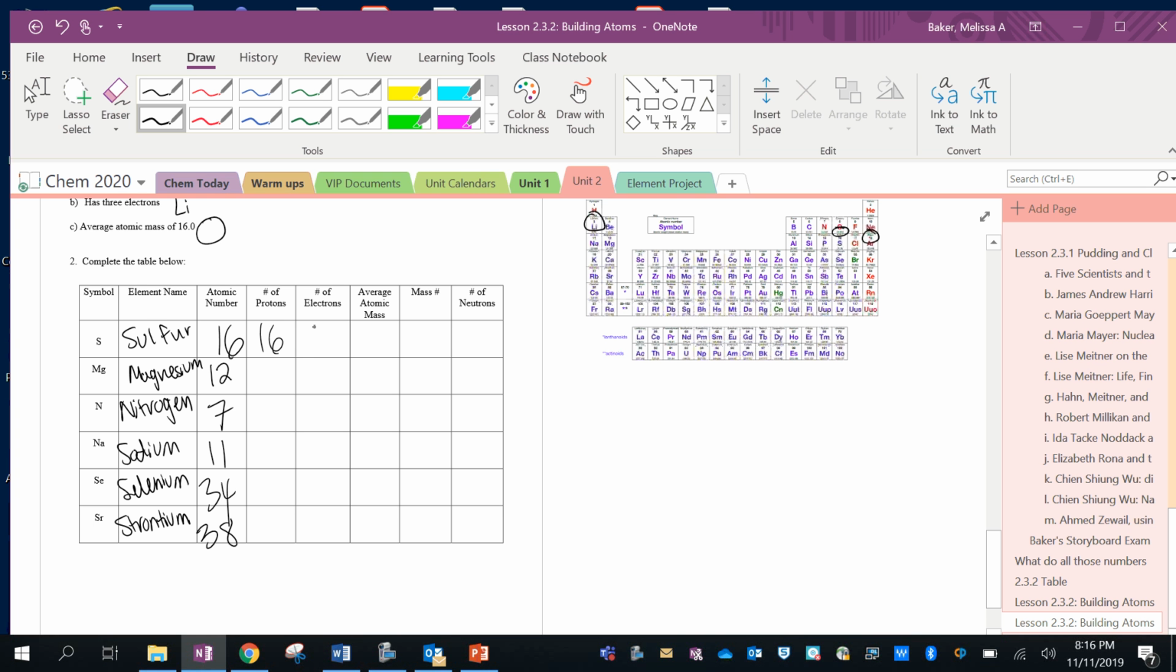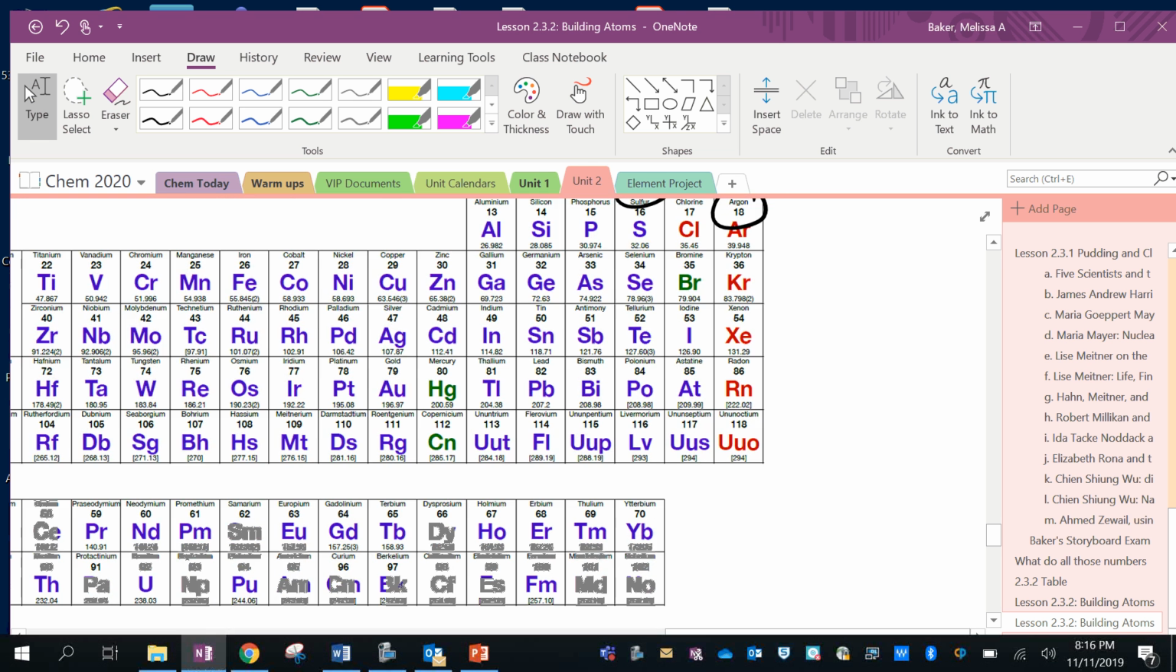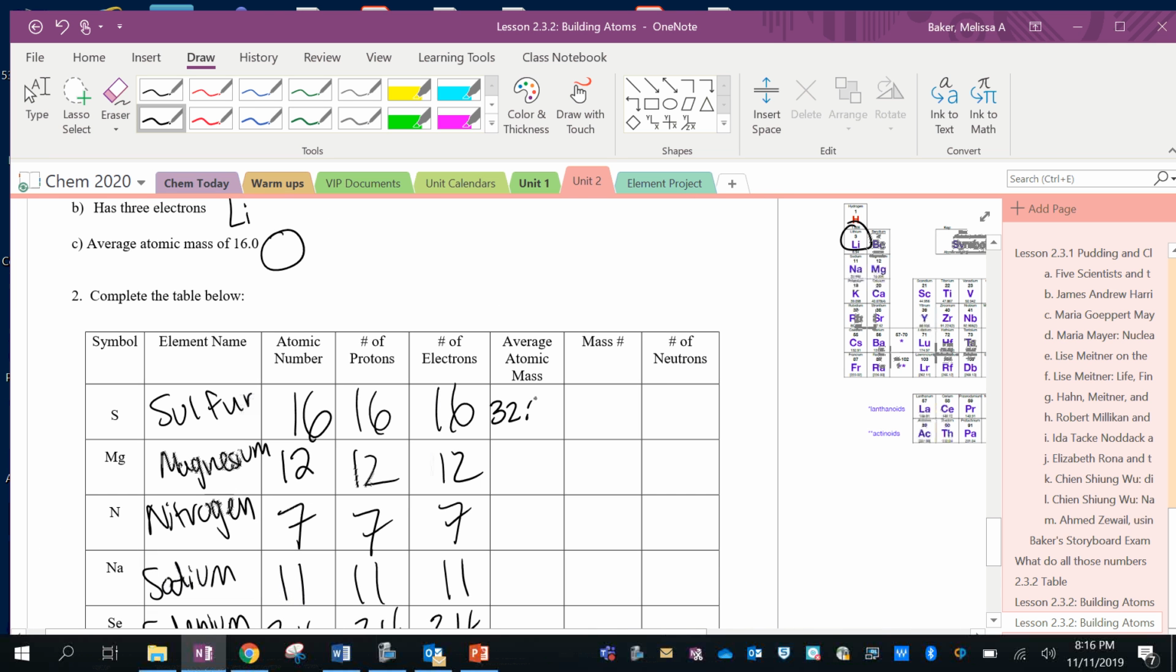So obviously these are going to all match. The atomic number is always the same as the number of protons and the number of electrons if we assume the atom is neutral. And then the average atomic mass. So sulfur is 32.06, which means the mass number would be 32. That's the nearest whole number. And then 32 minus 16 to get the number of neutrons, 16.